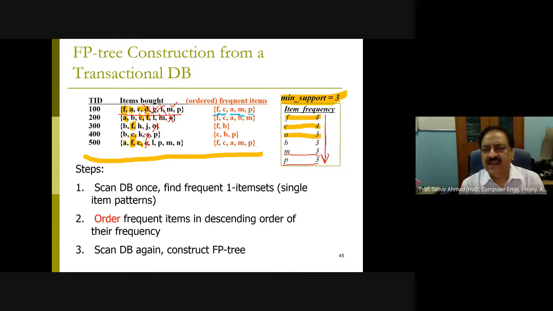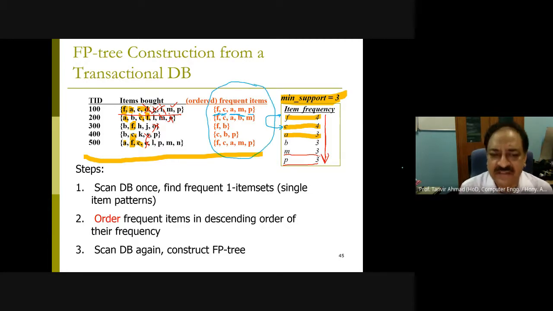Now you can ask, can I interchange C and F? Because these have the same frequency. Of course, you can do that. You can interchange F and C, you can interchange A, B, and P, because all have equal frequency. Therefore, I can write say C, F, B, A, M, P, or I can write C, F, M, P, A, B. But whichever one I follow, I will uniformly follow every time. Got it? Okay. Now I got this one as the new database. I got this one as the new data set.